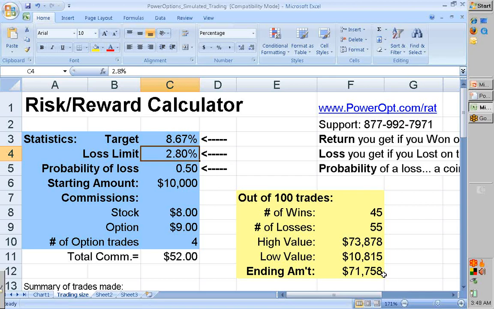Let's run it again. I'll press F9, and still a dismal trading record. I had only 45% wins, but that's better than 30s. Looky, took the $10,000 and rolled it way up.